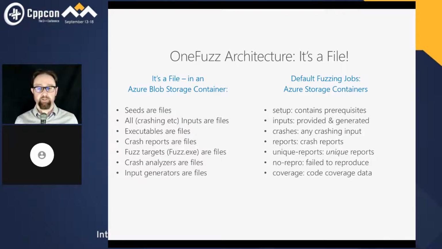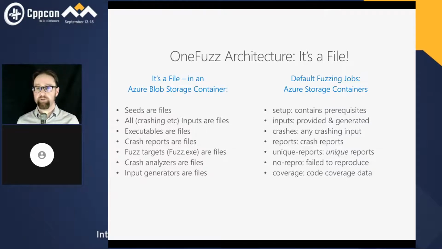And the end of the road here is that everything is structured data in a file in an Azure Storage Blob container. So seeds are files, crashing inputs are files, executables are files, crash reports are files, and all of them live in the same, by default, 7 storage containers that are set up on every job. Your setup storage container contains prereqs. Inputs contains both the inputs you provide, if you start out with a corpus of valid inputs or inputs you want to test, and those you generate through fuzzing.